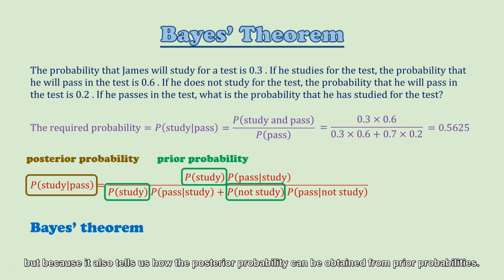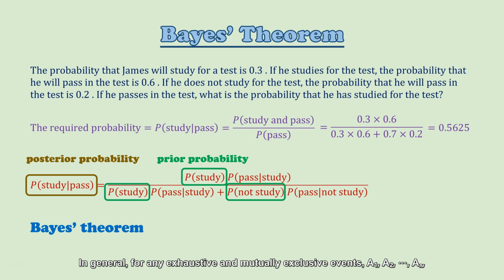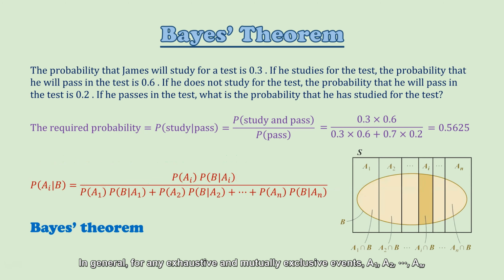obtained from prior probabilities. In general, for any exhaustive and mutually exclusive events A1, A2 to An, the posterior probability P(Ai | B) can be expressed in this way by Bayes' theorem. This numerator is just this shaded area in this Venn diagram, and it is also one of the terms of this expression in the denominator.